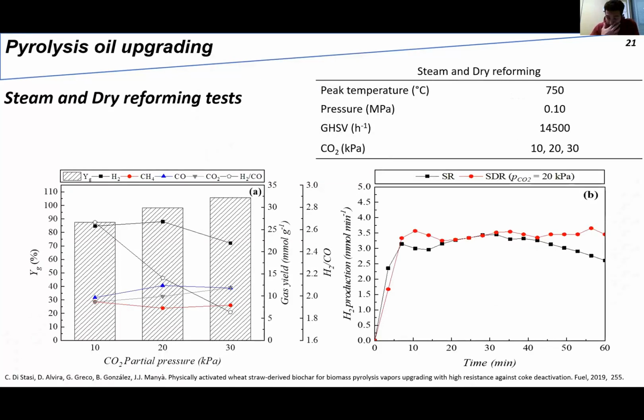So now we try to simulate a pyrolysis atmosphere. So we just added 3 different ratios of CO2, 10 kilopascal, 20 kilopascal, and 30 kilopascal, in order to promote the dry reforming to lower the H2 to CO molar ratio. And also in this case, we found an optimum with a CO2 partial pressure equal to 20 kilopascal. And you can also see that the deactivation, which is the red line, is slower than the one obtained in steam reforming. So the CO2 can help the regeneration of the biochar surface.